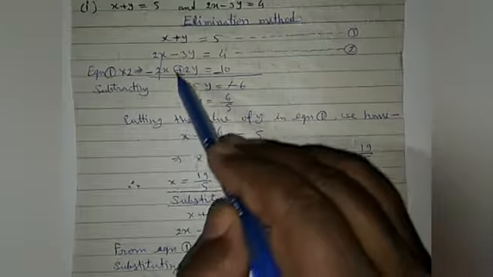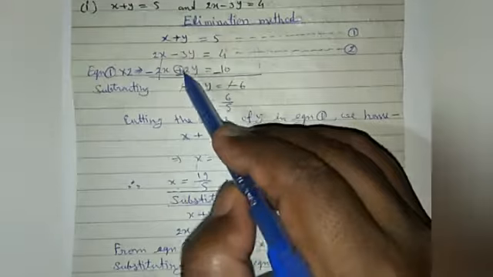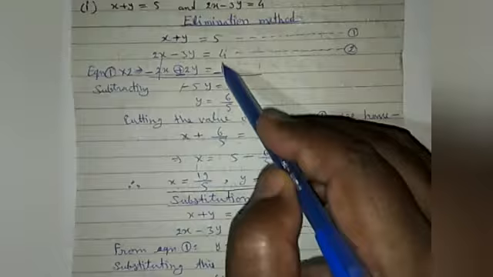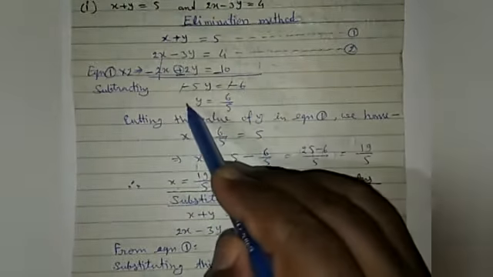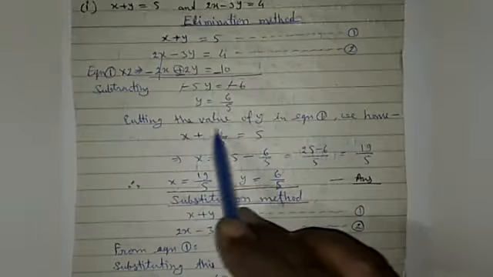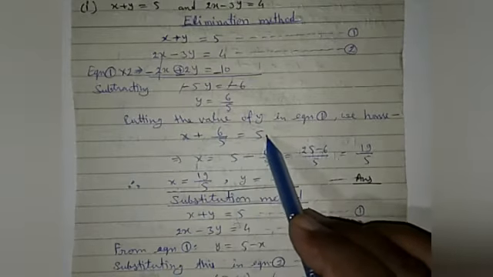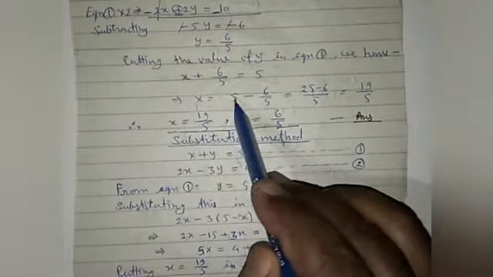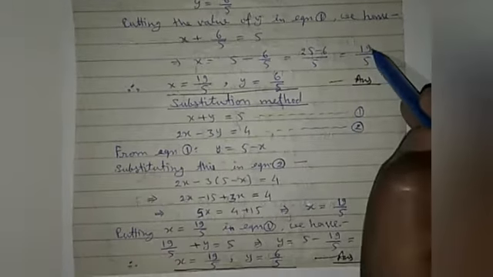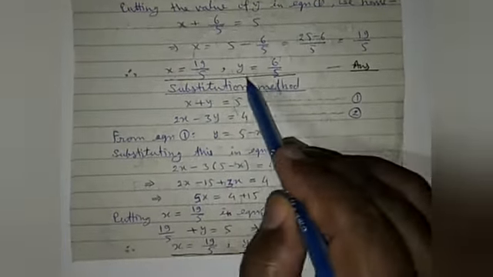On subtracting, 2x cancels out, and minus 3y minus 2y is minus 5y, which is equal to 4 minus 10, which is minus 6. So y equal to 6 upon 5. Putting the value of y in equation 1, we have x plus 6 upon 5 equal to 5. So x equal to 5 minus 6 upon 5, which is 25 minus 6 upon 5, equal to 19 upon 5. So x equal to 19 upon 5 and y equal to 6 upon 5 is the solution of the equations.